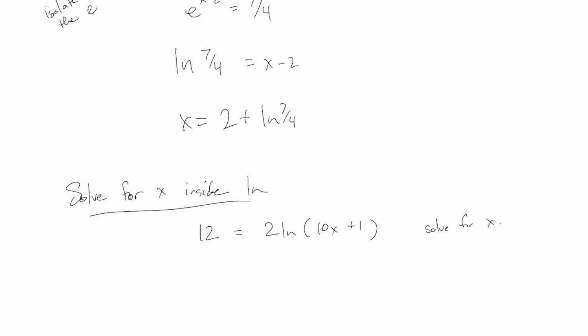Anyway, the first thing you have to do is isolate the logarithm, and to do that I'm going to divide by 2 first, just to get it started. So divide both sides by 2. It says 6 equals natural log of 10x plus 1. All right, that's just to isolate the log part.